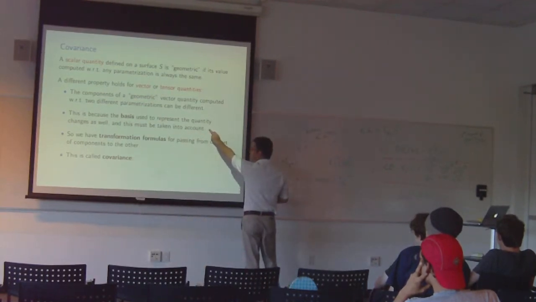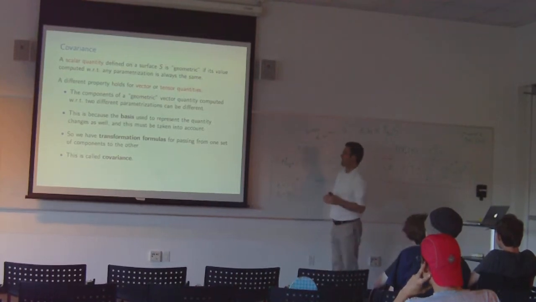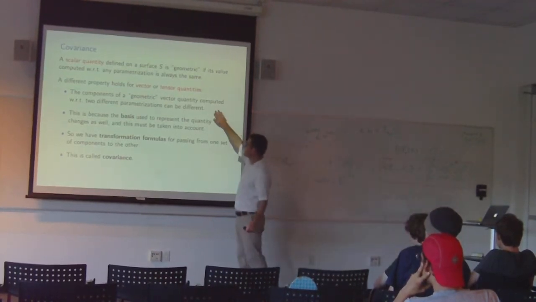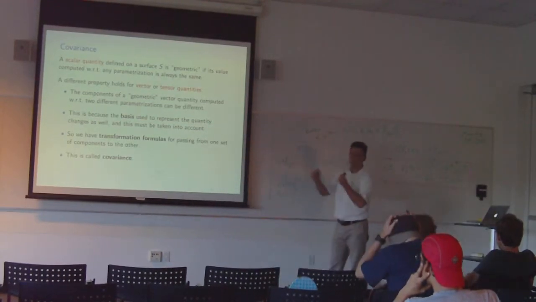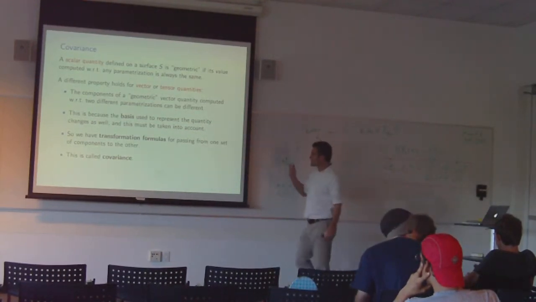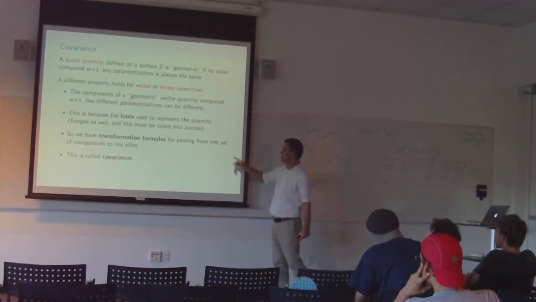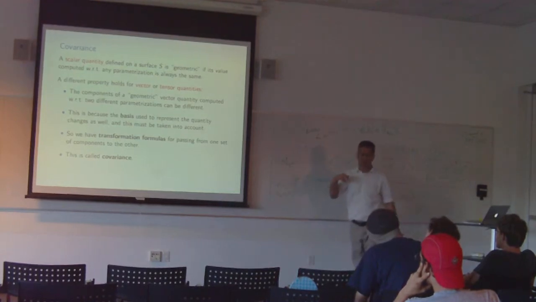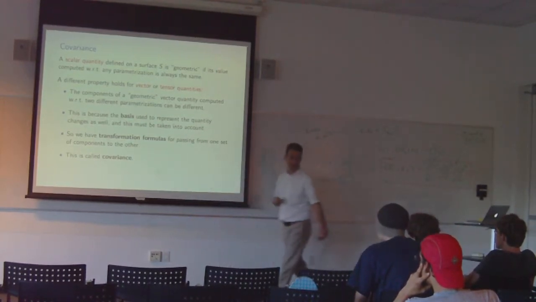You have to verify that when you change basis, everything is okay. The reason they're potentially different is because the basis used to represent them from one side to the other can also possibly change. So what you have to do is verify that the right transformations hold for passing from one set of components to the other. And this idea, of different geometry, is known as covariance.